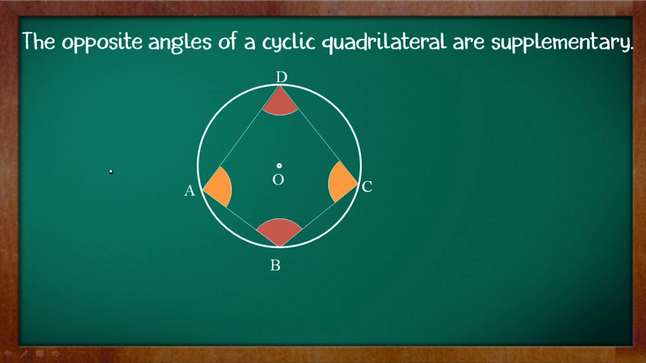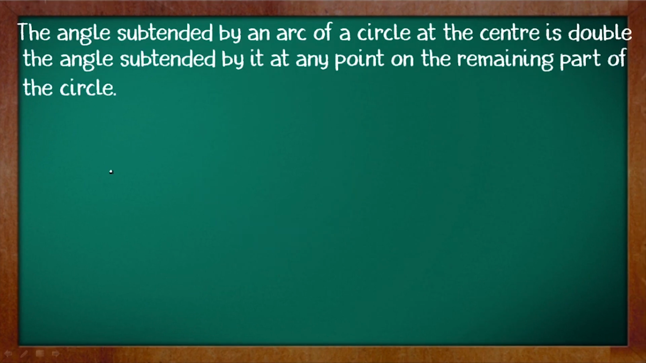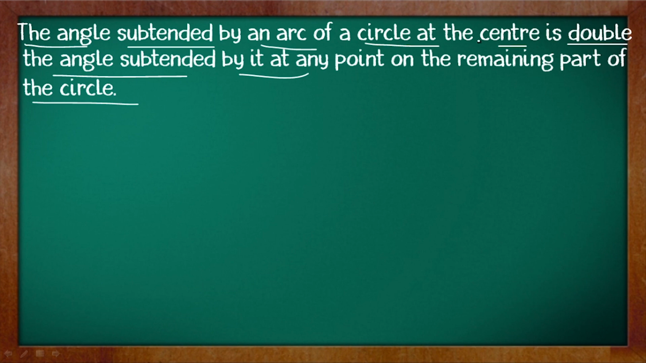To prove this theorem, we'll take help of another theorem or result. Let's see what result we will be using. The statement of that theorem states that the angle subtended by an arc of a circle at the center will be double the angle subtended by it at any point on the remaining part of the circle. So this angle at the center will be double the angle at the circle.